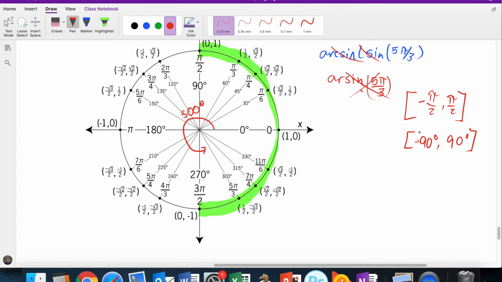And looking at it this way, 300 degrees definitely does not stay within those bounds. Does that make sense? So how can I get to this point without going 300 degrees? You have to go the other way, the negative way. What would be the value of this reference angle that I have here?